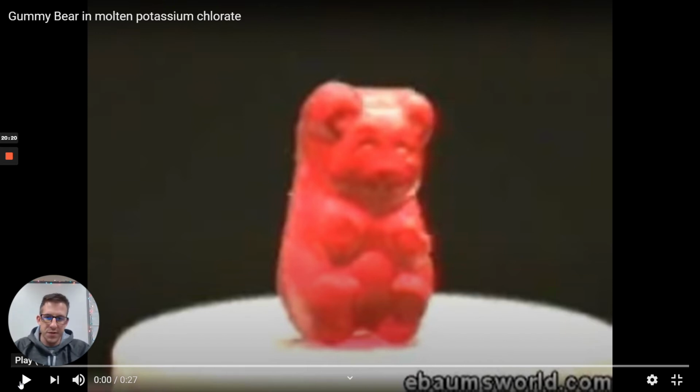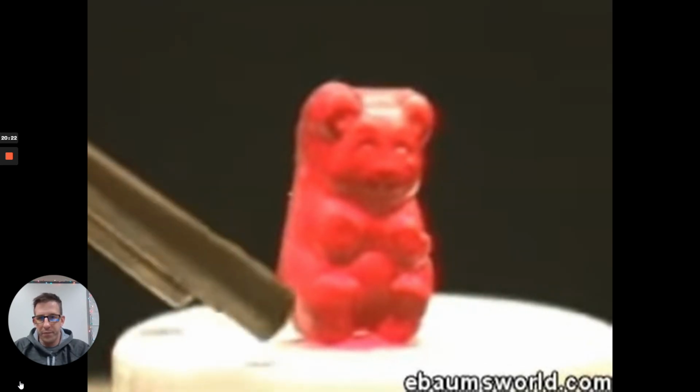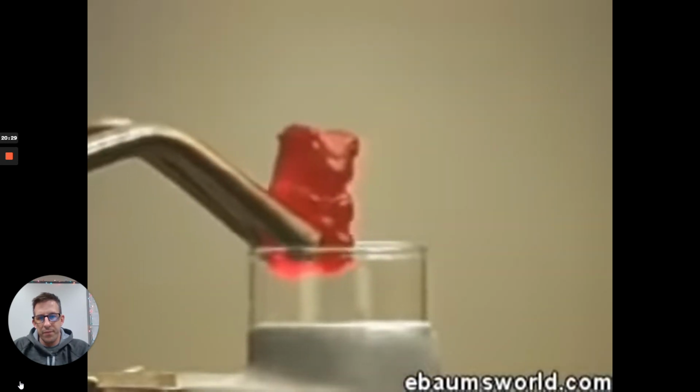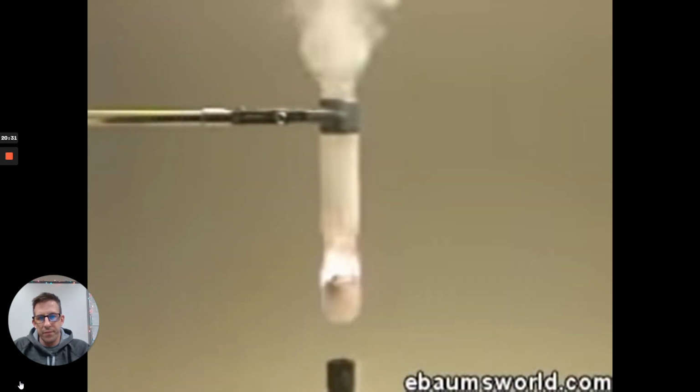This is what happens. If we combine one gummy bear, which is composed mostly of sucrose, with molten potassium chlorate, a violent reaction occurs. A surprising amount of energy is released by the reactants, and in the process, their atoms and molecules rapidly rearrange to form the products carbon dioxide, water, and potassium chloride. The reaction is said to be product favored.